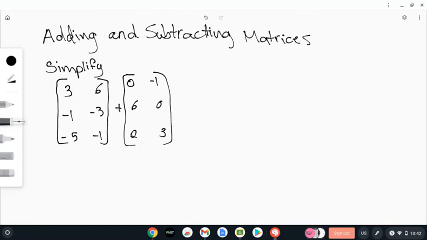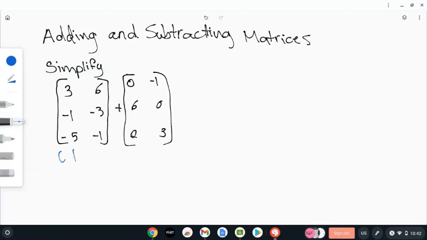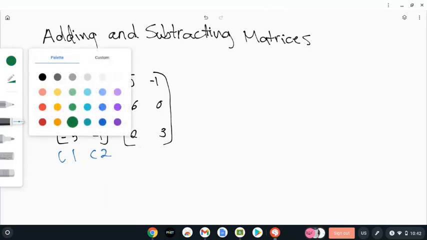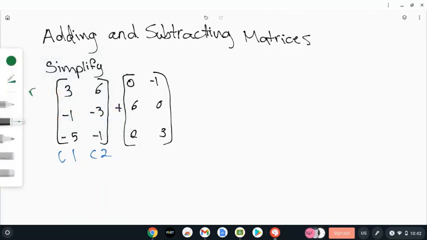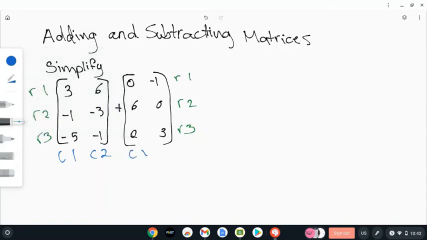Let's solve this question. Here we have two matrices, column 1 and column 2. And we have three rows. Row 1, 2, and 3. And the same here, we have row 1, 2, and 3. And two columns, column 1 and column 2.